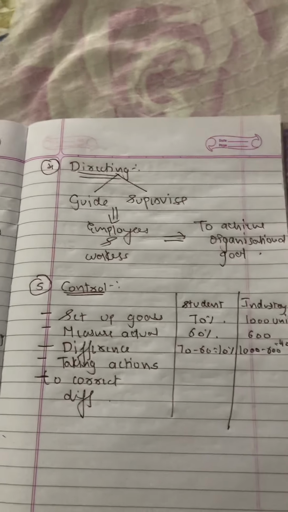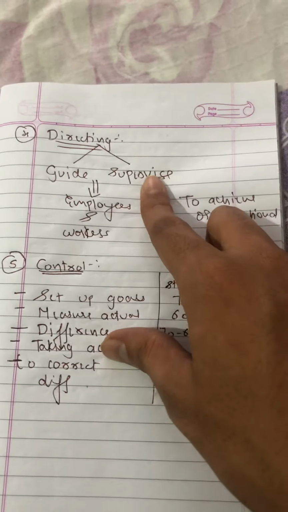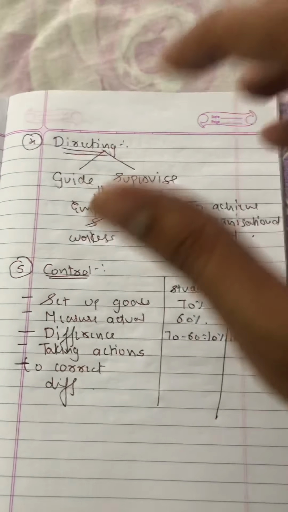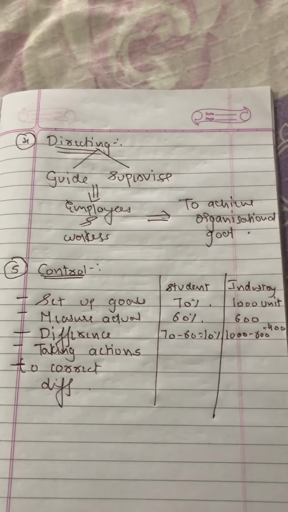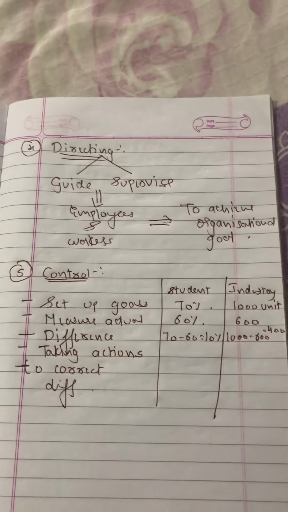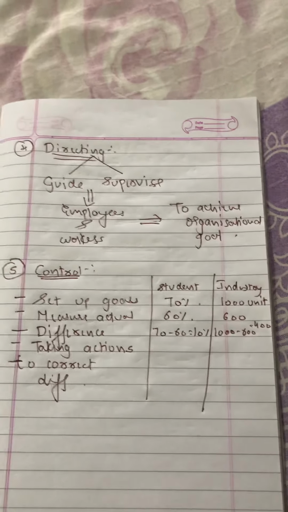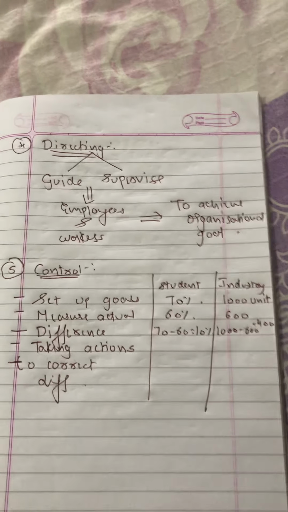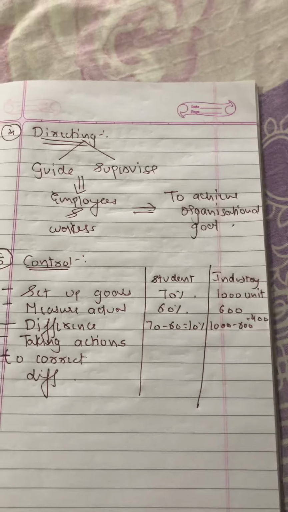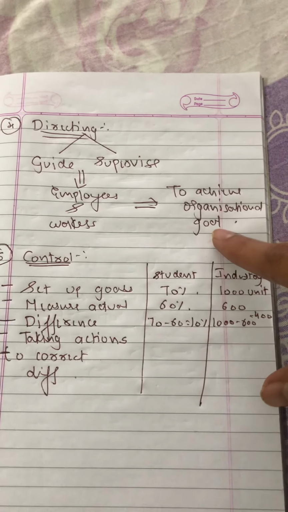Now, what is this? I have given you guidance. I have given you supervising. So basically, I have given you guidance and supervision regarding how you can reach a place. So direction is very important when you want to reach something. Now in an organization, we don't have to reach anywhere, but we have goals. In a business, we have goals and we have to achieve the organizational goals.